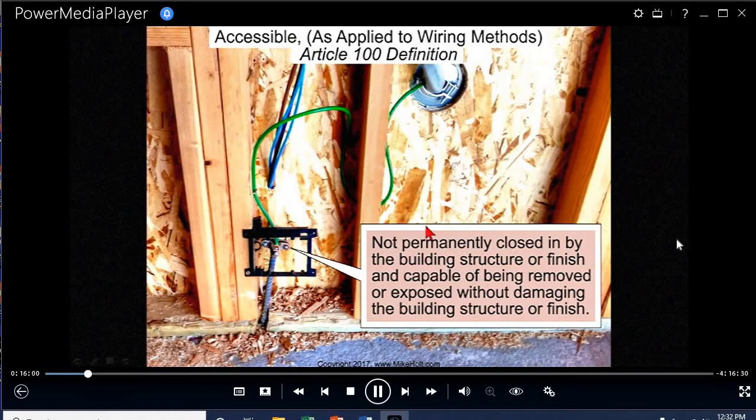So the accessible is what? Not permanently closed in by the building structure or finish and capable of being removed or exposed without damaging the building structure or finish. Really get this down. This is real important. Article 100. You have to know your definitions. When you start working in the code book, those definitions are going to be making a big difference.